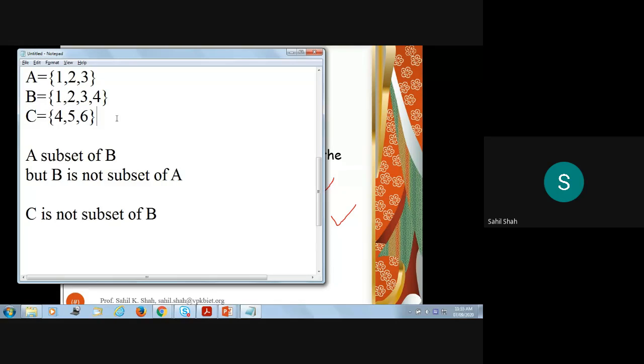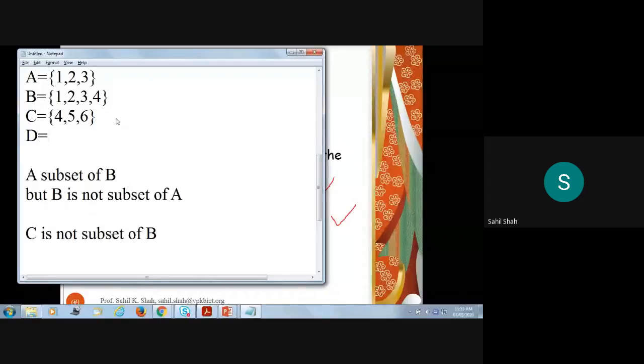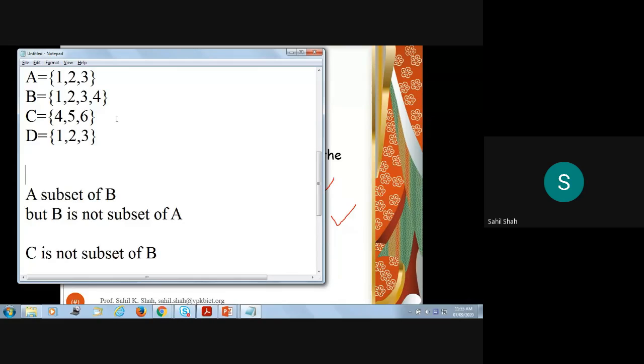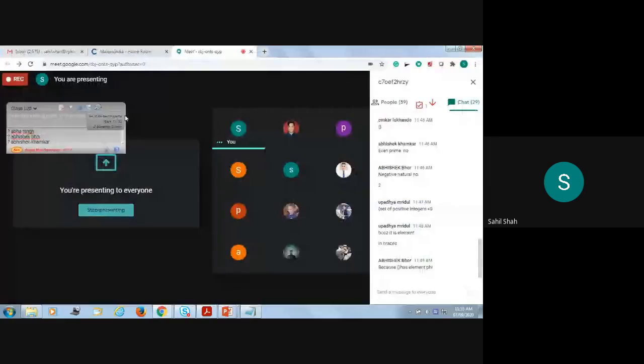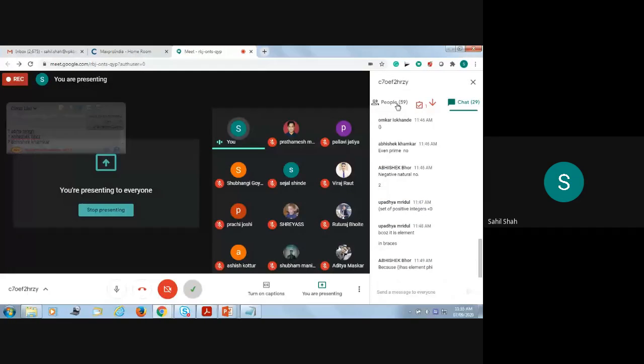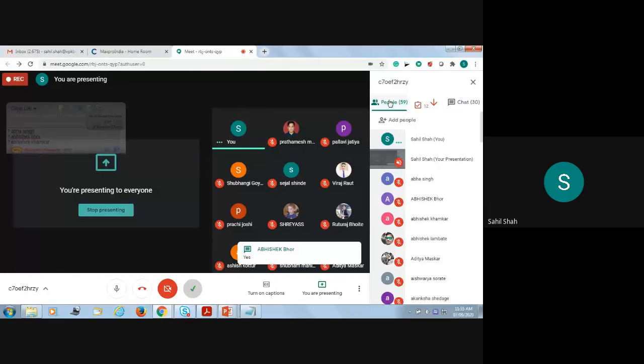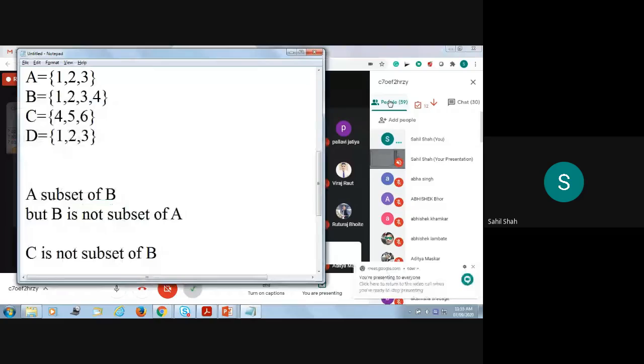Let me define one more. Set B equal to {1, 2, 3}. Now this subset notation is very important to understand. You can observe A is a subset of B as well as A is a subset of B. Am I clear? Does it make sense? Whether the voice is clear and the streaming is fine? Yes. Okay, if it is fine, good.